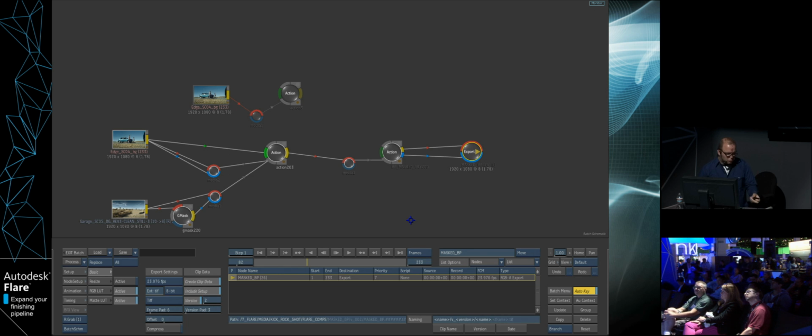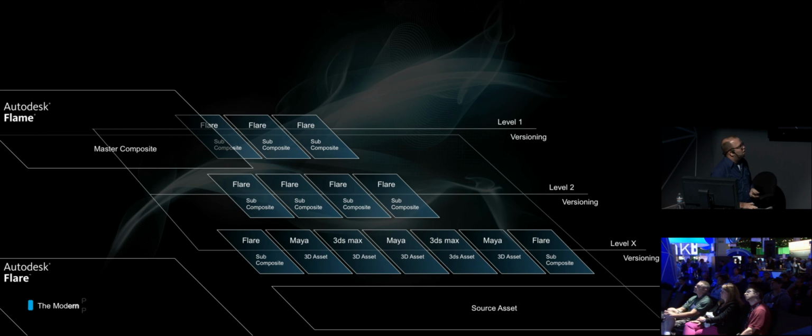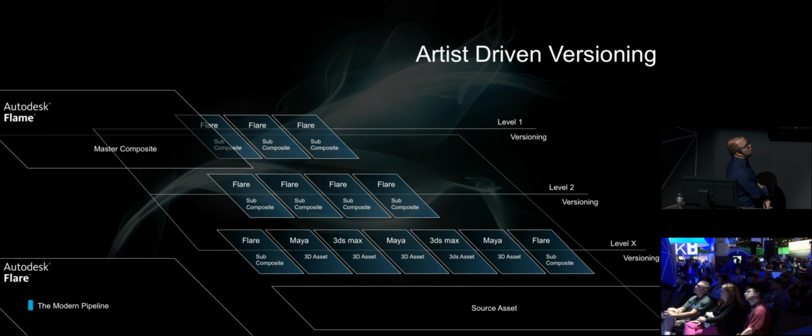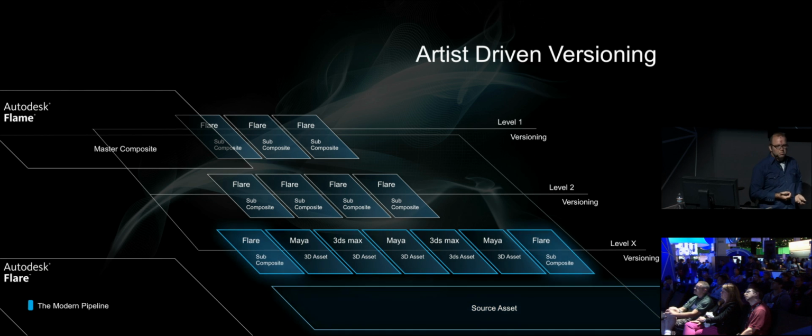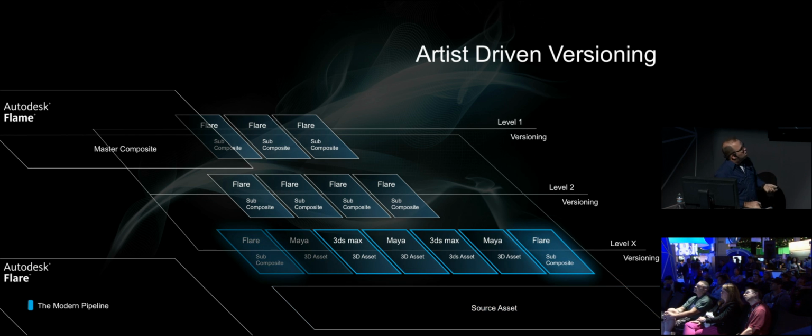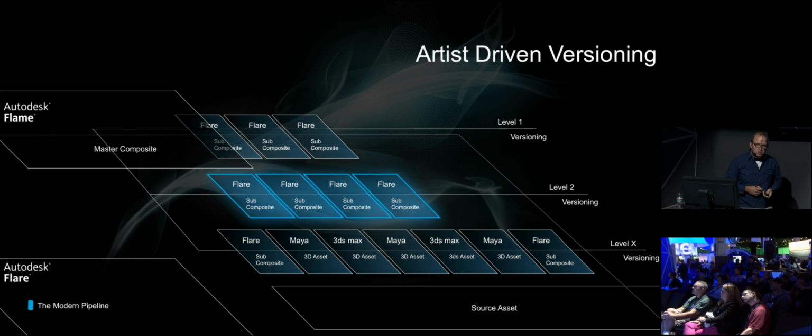So what do we mean by this? Well, we call it artist-driven versioning. And I want to explain a little bit about this. Starting from the bottom, your source assets come into the building, and they work their way into the first application that uses them, an animation application or a compositing application. Subcomps are created. In this case, in the situation where you use a Flare or Flame Premium to create these subcomps, what we call the level 2 versioning.